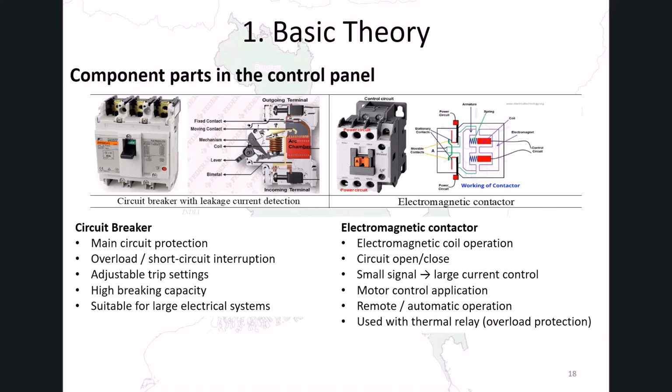Electromagnetic contactor is an electrically operated device that uses an electromagnetic coil to open and close a circuit, allowing a small control signal to switch large currents. It is widely used for motor control, enabling frequent switching as well as remote and automatic operation, and is typically used together with a thermal relay for overload protection.